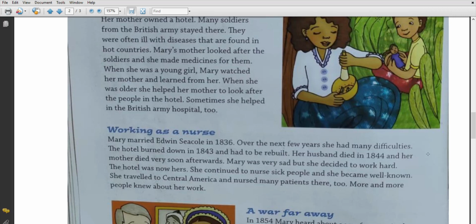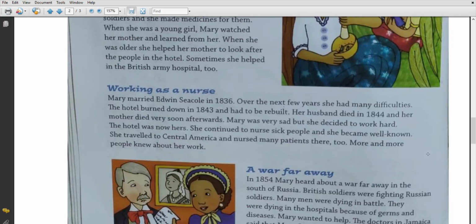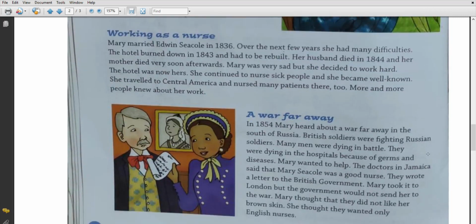Okay. So, Mary had some difficulties. I'd like to know what difficulties did she have? The hotel burned down and had to be rebuilt, and also her husband and her mother died. Okay, let's read about the war far away.